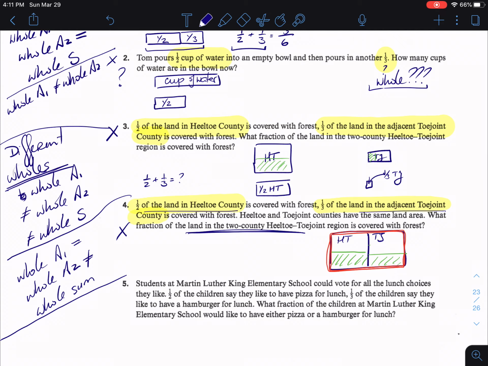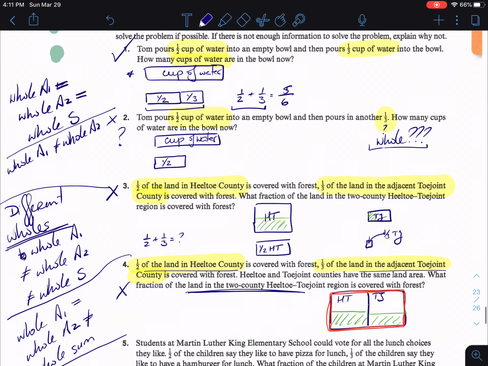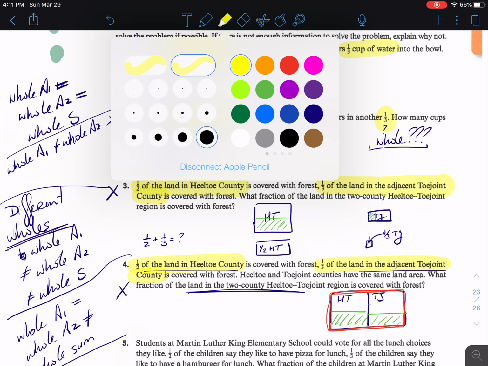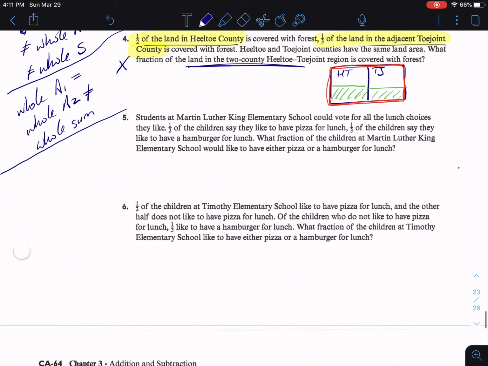All right, so in summary, from these first 4 questions, the wholes of all of the addends and the sum have to be the same. In order to be able to add our fractions, the wholes have to be the same. The whole for the first addend must equal the whole for the second addend, which must equal the whole for the sum. Now let's look at questions 5 and 6.